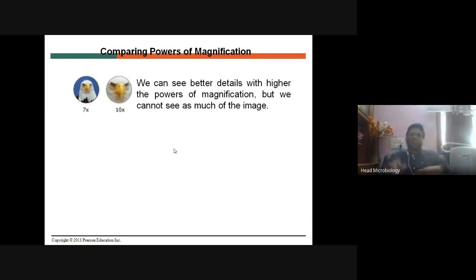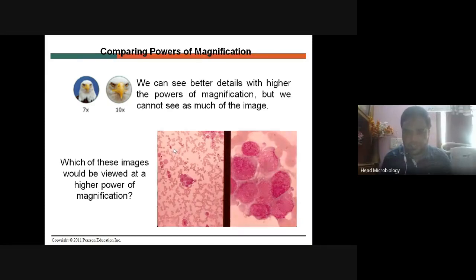So clarity can be obtained with high magnification, but more area can be covered with lower magnification. And we can see the same thing here. See the blood image, the blood stained image. In the first one you will be able to see a larger part, but in the second one, you will be able to see a little part with clarity.